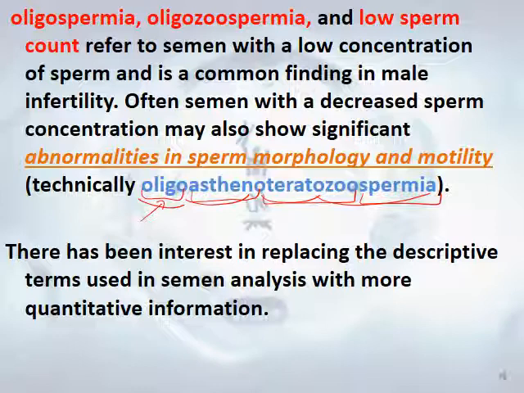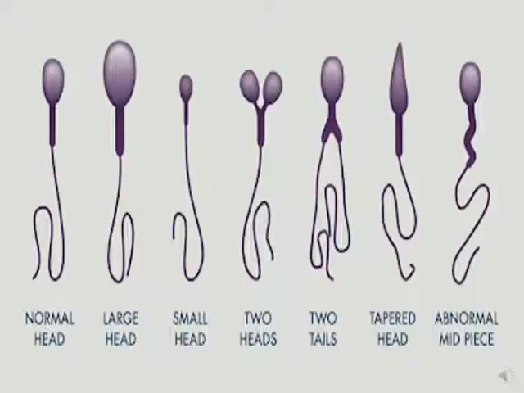So, I repeat, oligozoospermia and low sperm count refer to semen with a low concentration of sperm and is a common finding in male infertility. Often, semen with decreased sperm concentration may also show significant abnormalities, either in the sperm morphology or in the motility. There has been interest in replacing the descriptive terms used in semen analysis with more quantitative information. So here, the abnormalities in the morphology or sometimes in the motility.